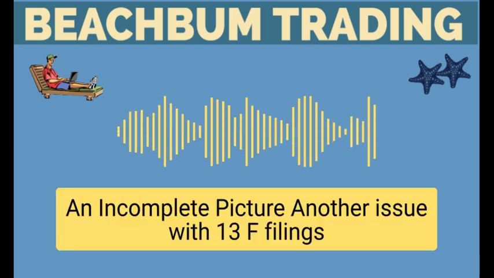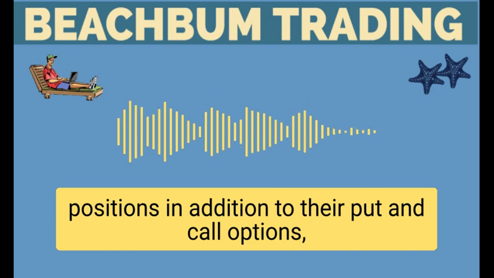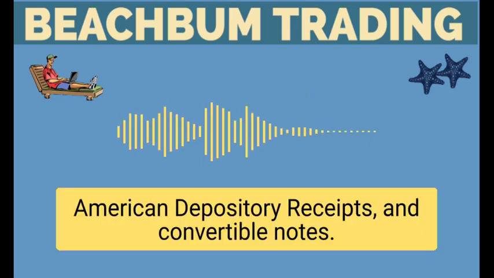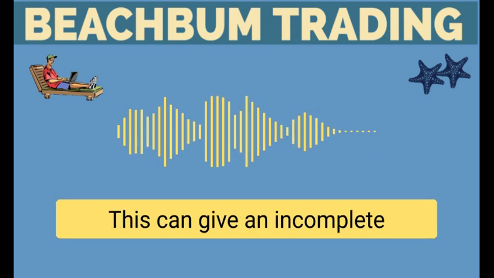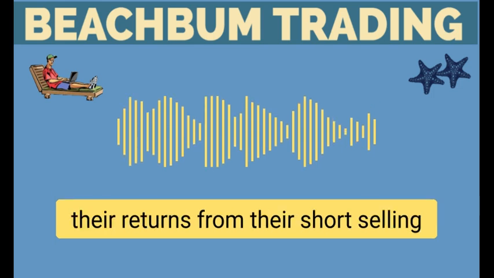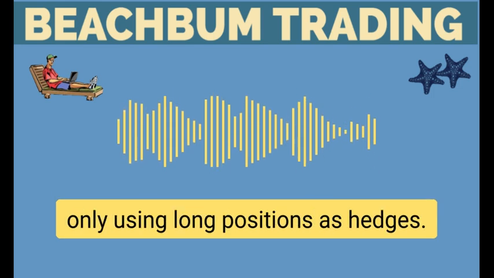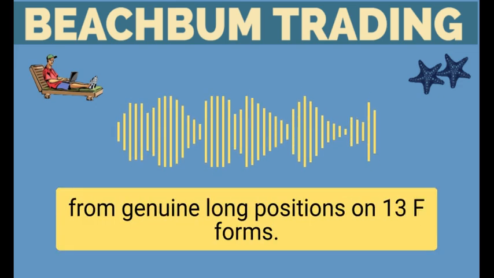out. An incomplete picture. Another issue with 13F filings is that funds are only required to report long positions, in addition to their put and call options, American Depositary Receipts (ADRs), and convertible notes. This can give an incomplete and even misleading picture, because some funds generate most of their returns from their short selling, only using long positions as hedges. There is no way to distinguish these hedges from genuine long positions on 13F forms.